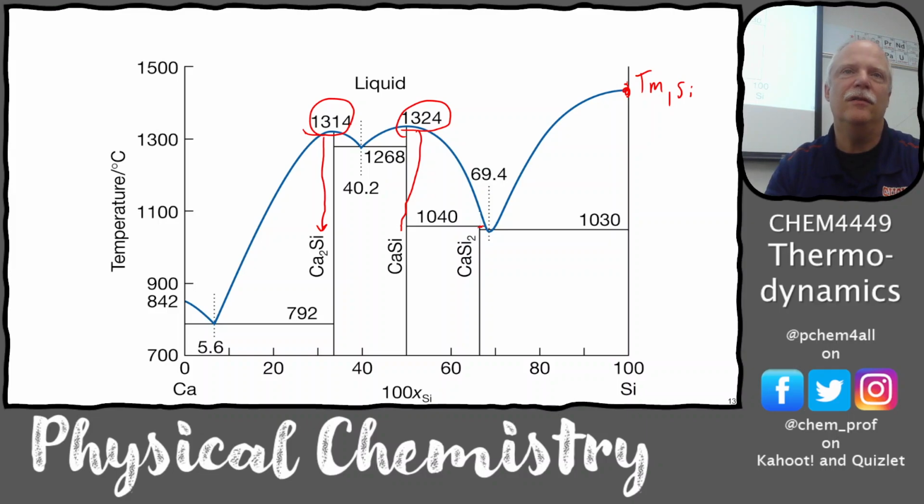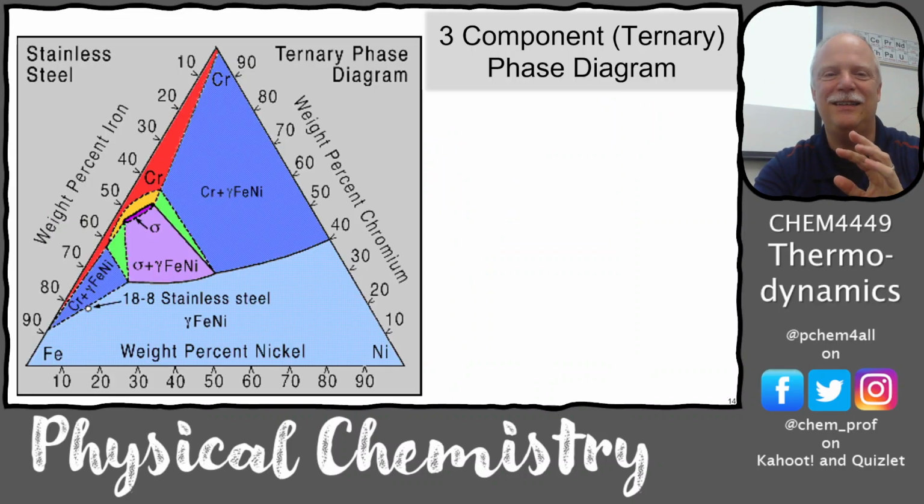So, pretty interesting behavior. This one has like 4 different regions. And so if I dropped you into any one of these regions, just go horizontally and tell me what phases are in equilibrium with each other. And this is still only binary mixtures. So lastly, we have a 3-component phase diagram.